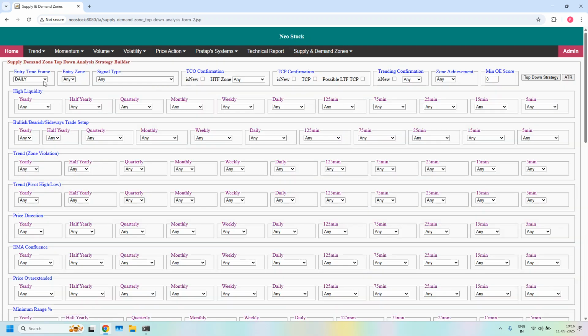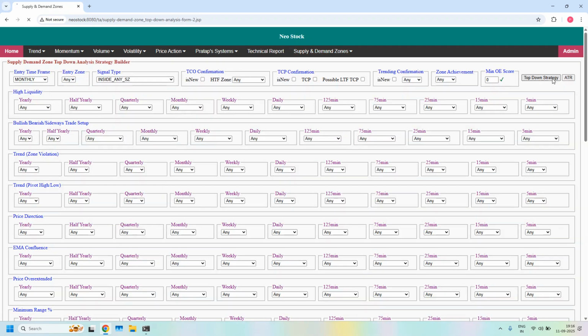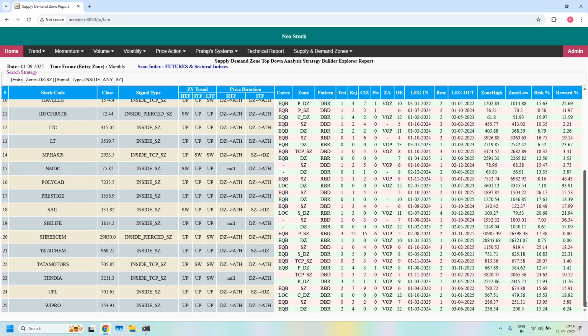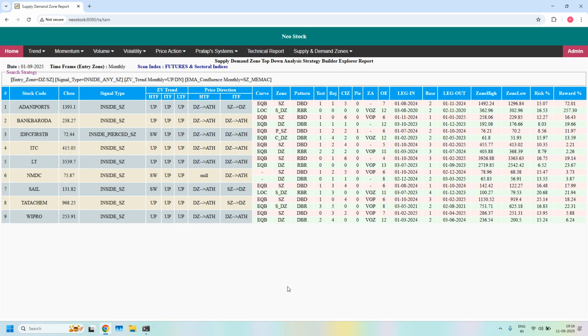Next, price closed inside the monthly supply zone. First 15 stocks in the list. Scrolling the list down. We got 25 stocks. We can further filter this list based on monthly supply zone having monthly EMA confluence, and also trend on the monthly should not be sideways. We got 9 stocks.